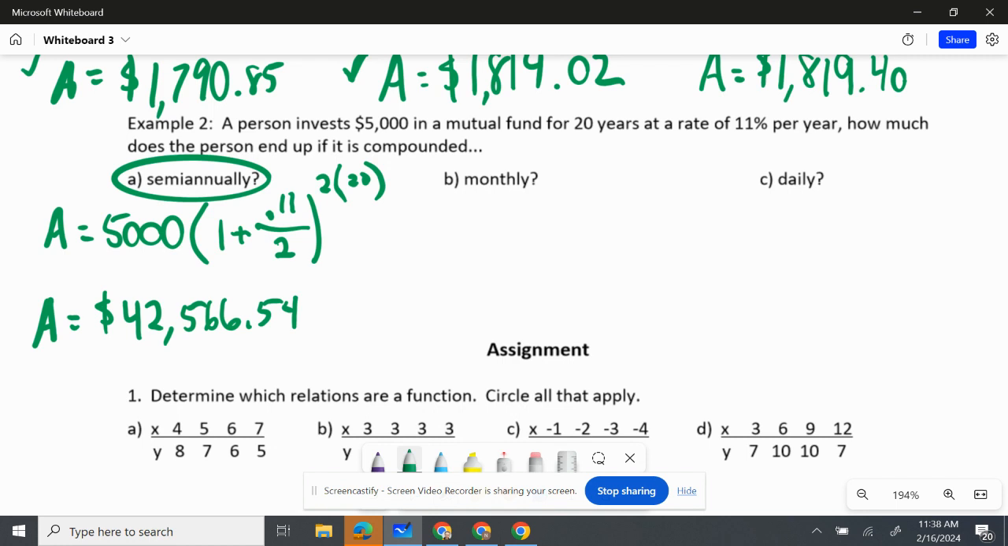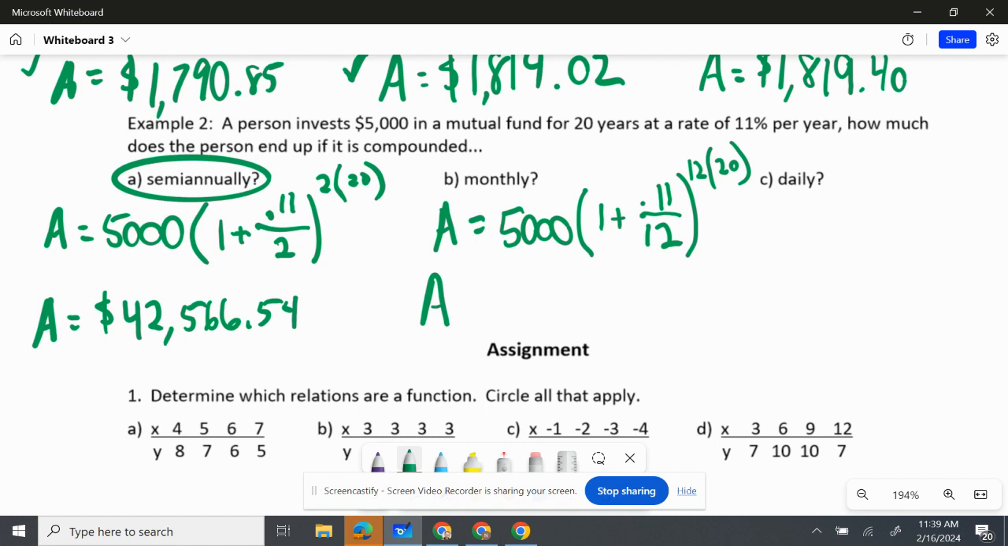Monthly, once again, just like the last example, we're expecting it to be larger because we're getting interest on our interest every month instead of twice a year. So we have the same 5,000. We have 1 plus 0.11 over 12, and then we're raising it to the 12 times 20. And so what we're getting is $44,675.08.